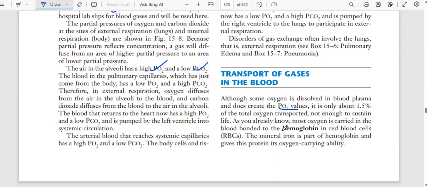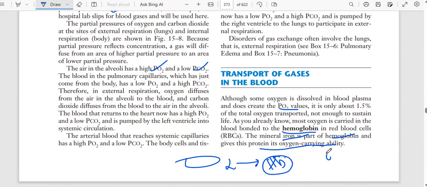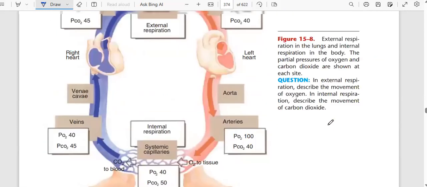Oxygen is carried by hemoglobin. So oxygen is connected with the hemoglobin. The mineral iron is a part of hemoglobin and gives this protein its oxygen-carrying ability. Oxygen is a molecule, and it will attach to the iron, and iron is present in the Hb. So this is Hb. In the Hb, you have iron. On the iron, what will happen? Oxygen will sit there and it will be transported through the body.